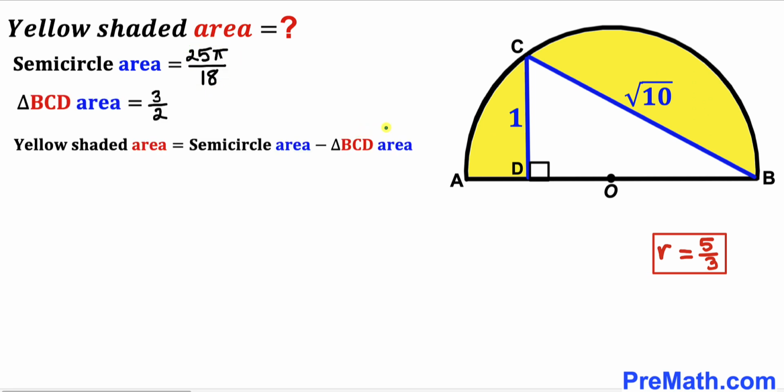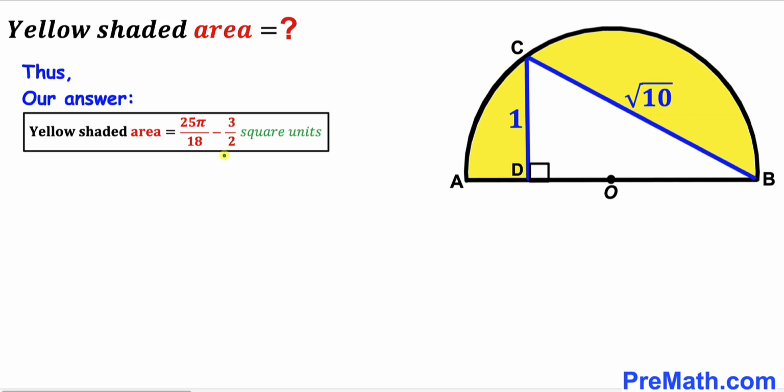And here's our final step. Let's recall this equation once again. The yellow shaded area is going to be equal to the semicircle area we already figured out over here, minus the area of the triangle BCD we already figured out over here. Let's fill in the blanks in this equation. So our yellow shaded region area is going to be our semicircle area, 25 times pi divided by 18, minus the area of the triangle BCD, 3 divided by 2 square units.